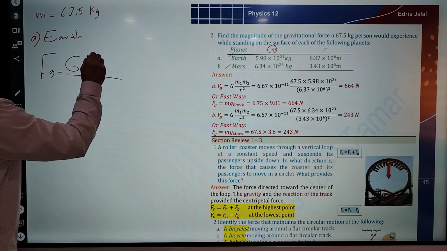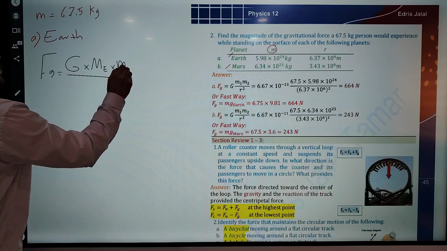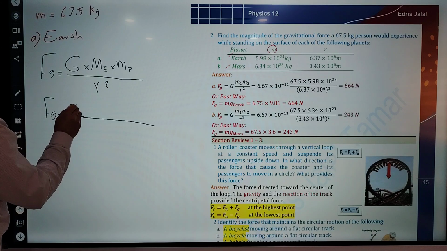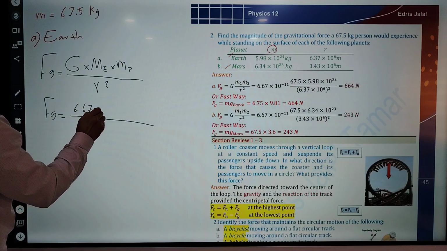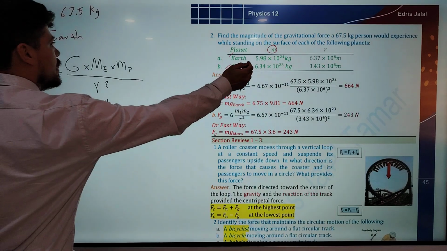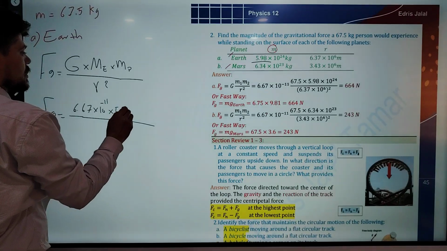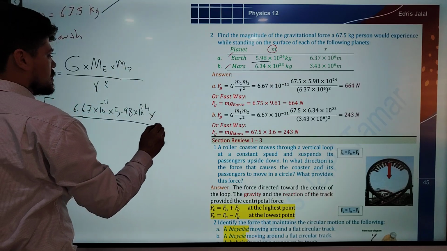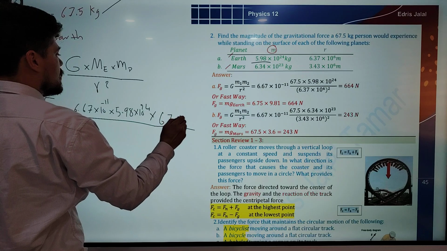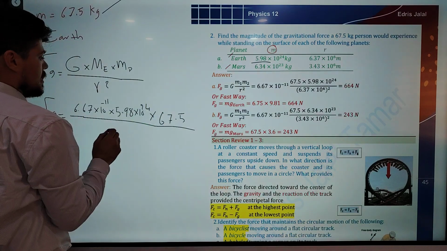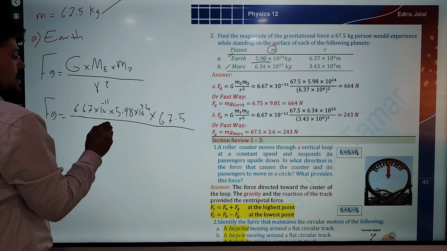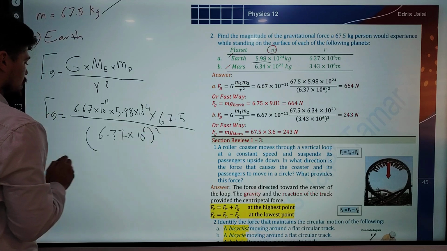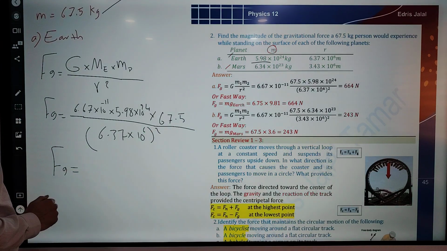Fg equals G times the mass of Earth times the mass of the person, divided by R squared. G is 6.67 times 10 power negative 11. The mass of Earth was given, 5.98 times 10 power 24. The mass of the person is also given, 67.5, divided by the distance, the radius to the center of Earth, 6.37 times 10 power 6, squared. By calculator, Fg is equal to what?